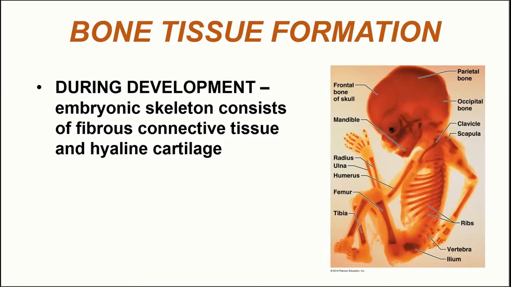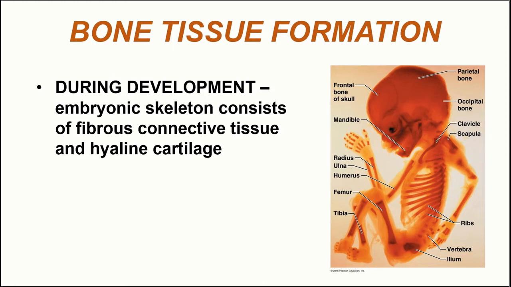So let's now talk about the formation of bone tissue. During development, most bones begin as hyaline cartilage, but some bones, like the cranial bones of the skull and the clavicles, begin as a fibrous connective tissue.